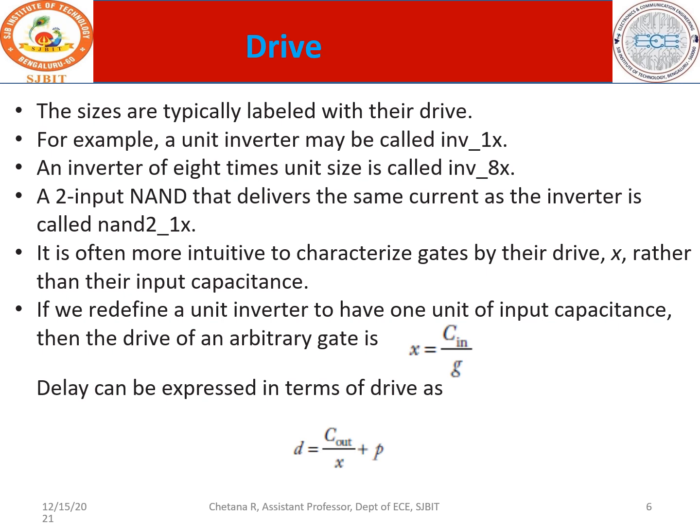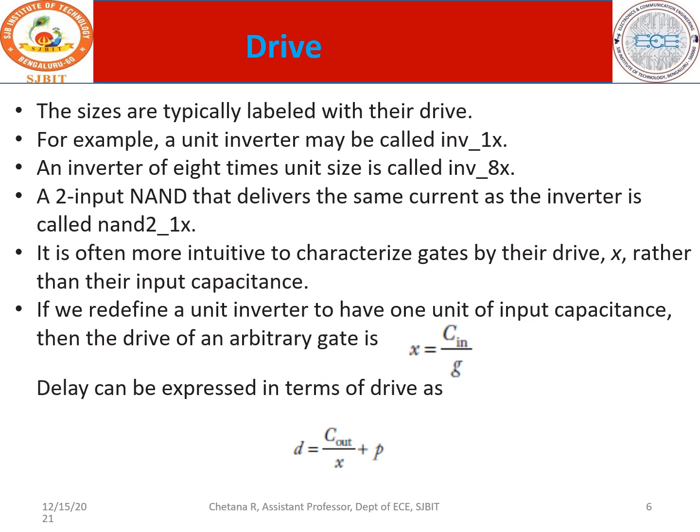It is often more intuitive to characterize gates by their drive X rather than their input capacitances. So if it supports 8 times unit size inverters, we call it 8x. If we redefine a unit inverter to have 1 unit of capacitance, then the drive is given by X equals C_in by g.